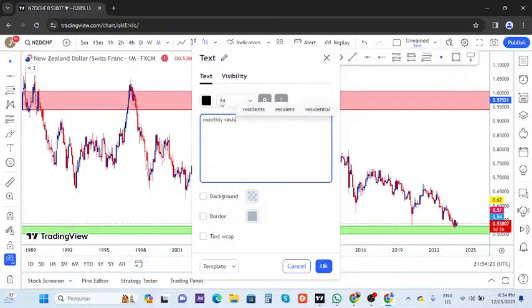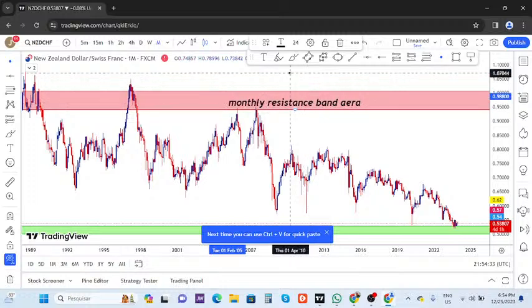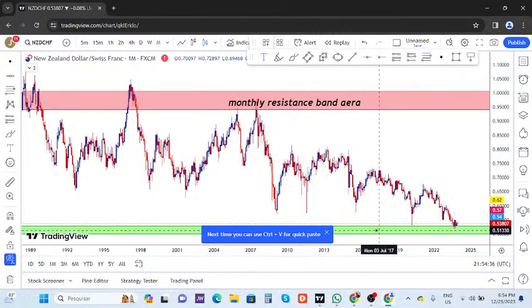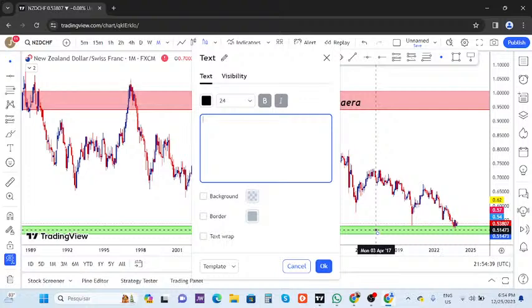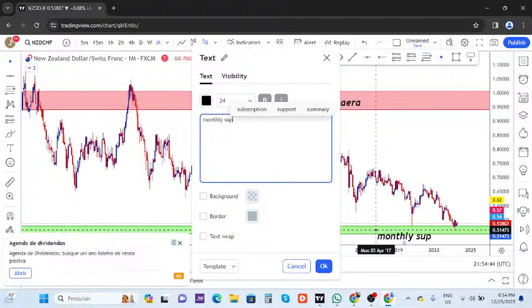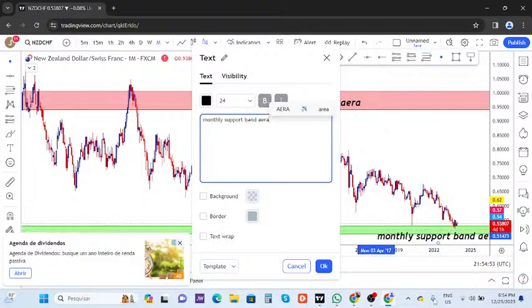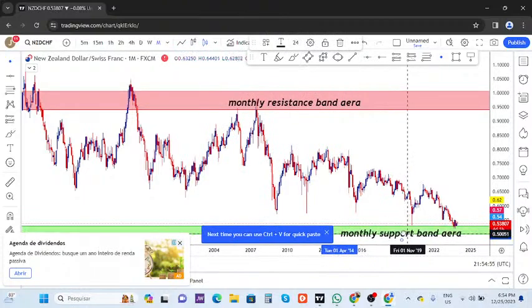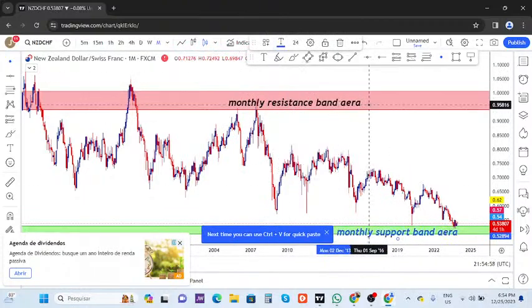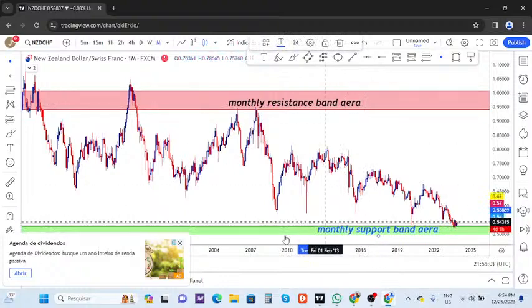Monthly resistance band area. All right, so this is going to serve as what? Monthly support band area here. Monthly support band area. All right, it's going to be blue. Okay guys, so that's it right there.